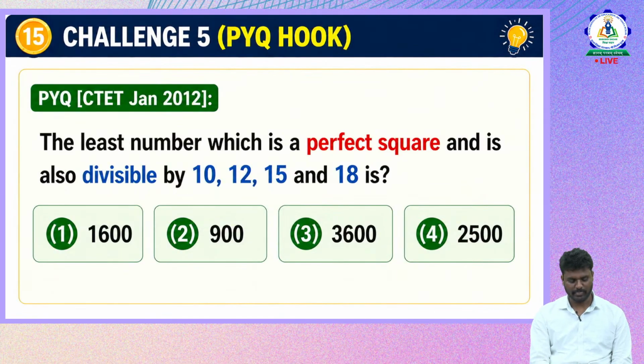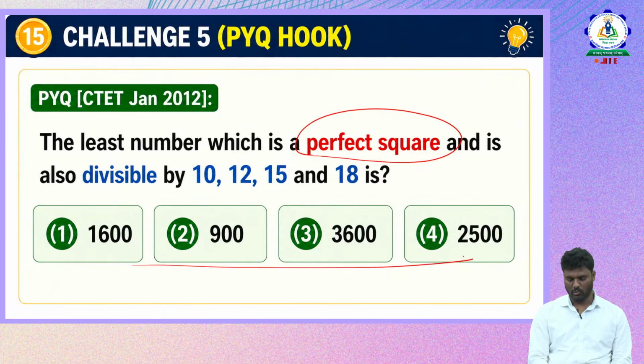Next question. The least number which is a perfect square and is also divisible by 10, 12, 15 and 18 is... There are 4 options given. Let us see what they are asking here. The least number which is a perfect square. We don't know what the least number is, but it is a perfect square, and it is also divisible by 10, 12, 15 and 18. So that means out of these options, one is a perfect square which is divisible by these numbers 10, 12, 15.